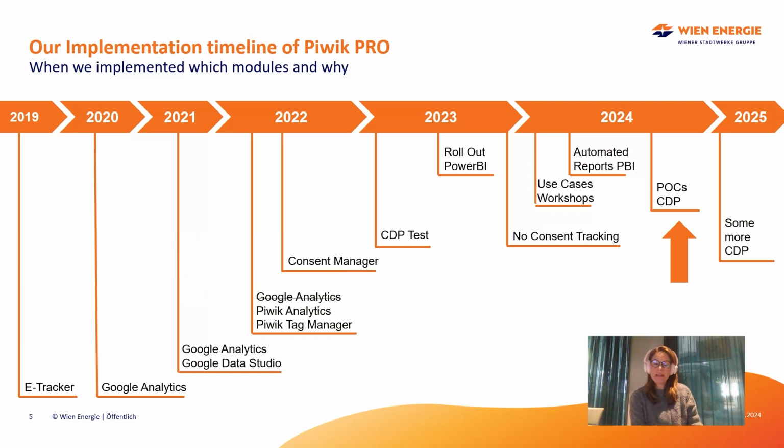Now, let me show you our implementation timeline. Why am I showing you this? You can see it's been pretty long. This has been some kind of a process, and we didn't start with the CDP right away. I think, especially as a company in the public sector, you don't start with the CDP. There are some other things to solve before that, like understanding your analytics, getting your consent right, onboarding of stakeholders, etc. Our implementation timeline started in 2019 with eTracker as our analytics tool.